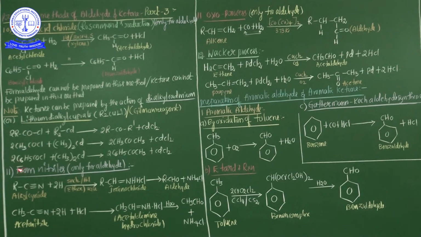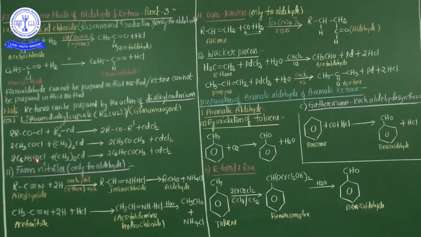See here, 2CH3COCl, this compound name is ethanoyl chloride, and treated with (CH3)2Cd. This compound name is dimethyl cadmium. Both of them are added together. What happened here? 2CH3COCH3, it is commonly known as propanone, and additionally cadmium chloride is formed.